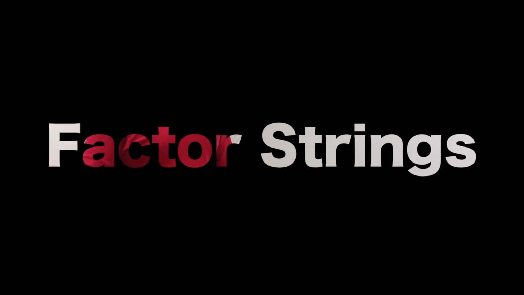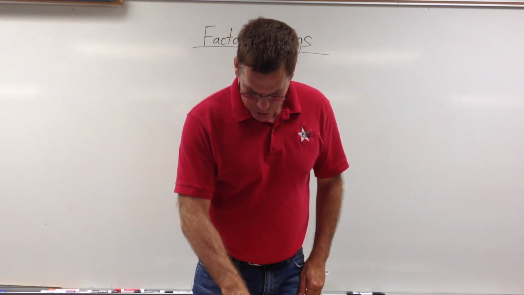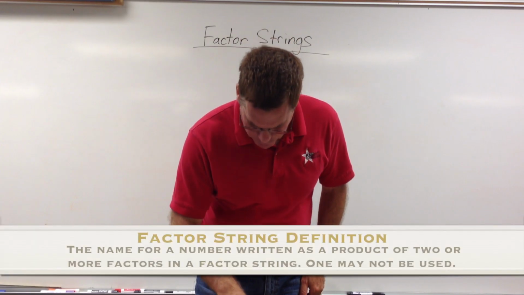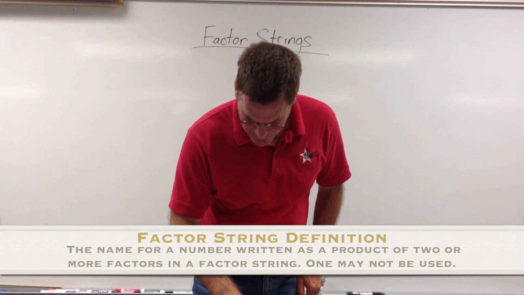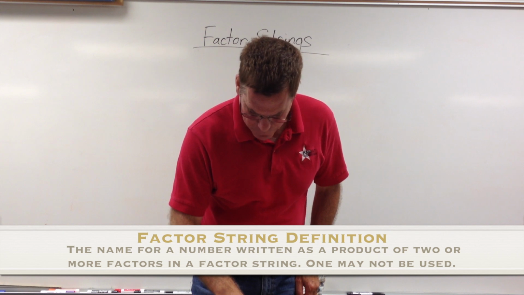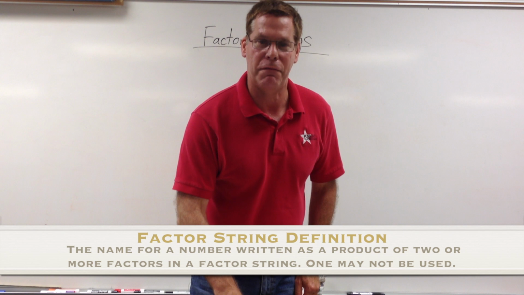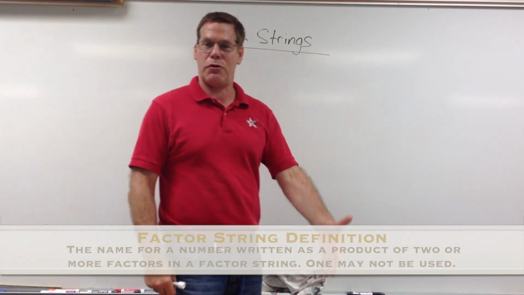I'm going to be talking about factor strings in this YouTube. And just so we know the definition, a factor string is the name for a number written as a product of two or more factors. In a factor string, one may not be used as a factor because one is a factor of everything.